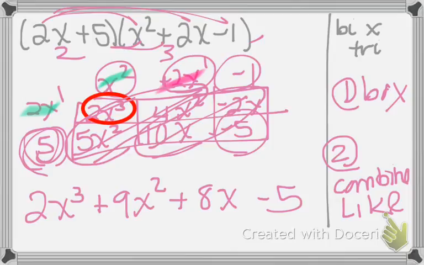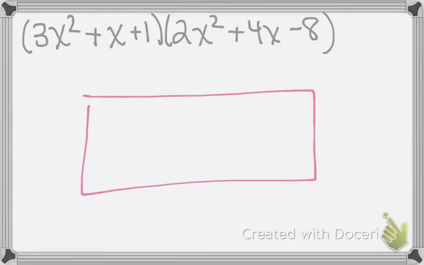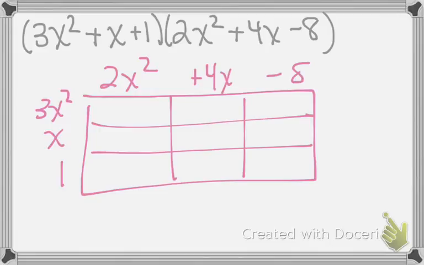I forgot I do have one last problem. It's a little more challenging, but you guys can handle it. It's a trinomial times a trinomial. Make a box on these. These get really messy if you use the distributive property. I have 3x squared plus x plus 1, times 2x squared plus 4x minus 8.